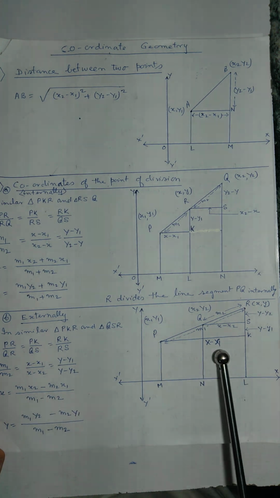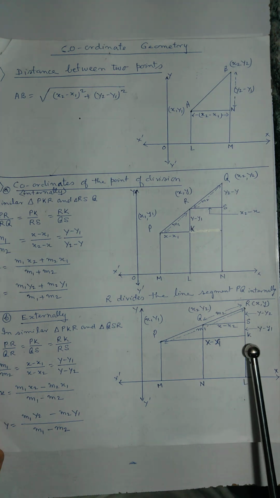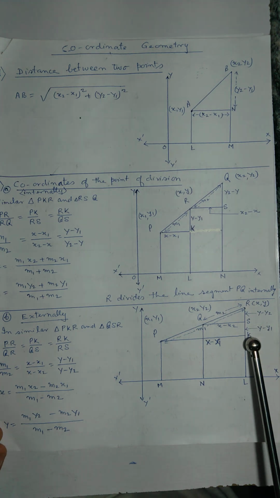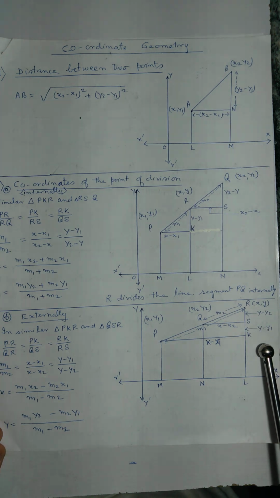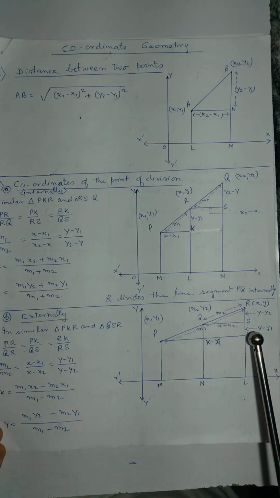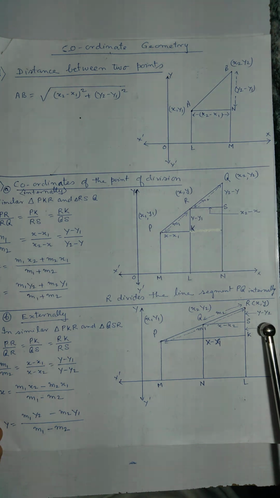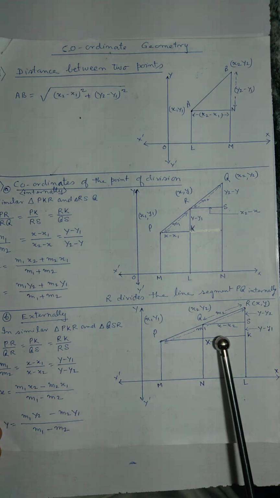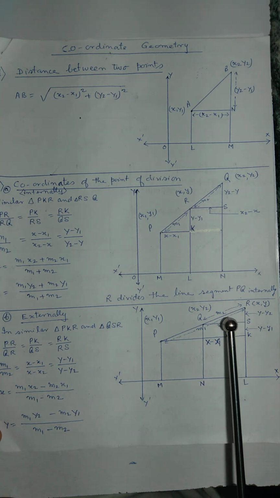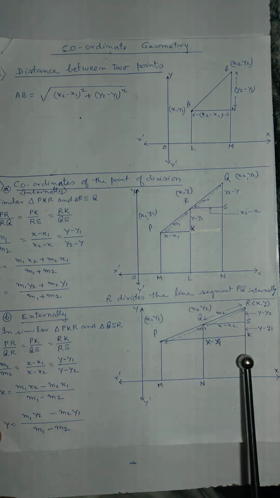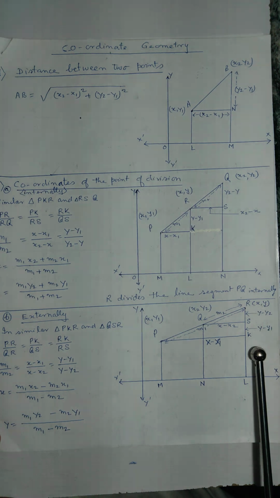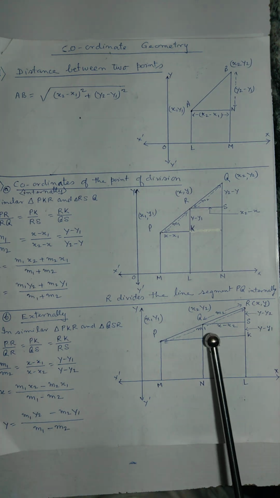So PK will be equal to x minus x1, RK will be equal to y minus y1, RS will be equal to y minus y2, QS will be equal to x minus x2. So again here the triangles are similar. You see these two triangles are similar. You see this line QS is parallel to PK. So the basic proportionality theorem is applicable here again.